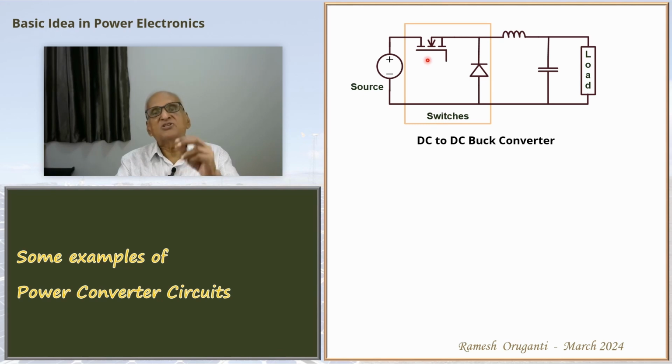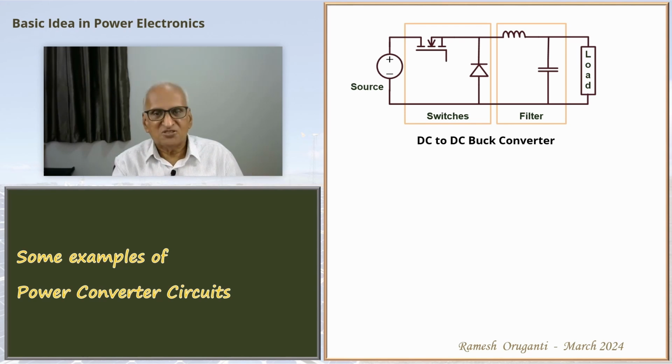The power MOSFET is used as a switch. This L and C form the filter. So together this circuit can do DC to DC power conversion. It's a very, very popular circuit. This will be the first circuit which will be analyzed in this series.